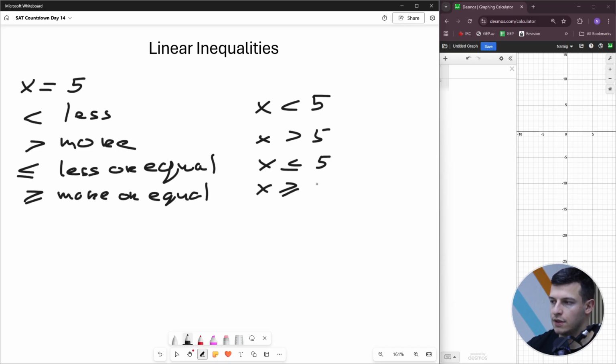to 5. So an example for the first one could be 4. 4 is less than 5, so that's a true statement. 6 is greater than 5, that's a true statement for the second one. For x less than or equal to 5, 5 would work, or anything to the left of 5, meaning negative infinity to 5. And for the last one, 5 will work as well, but 5 to positive infinity.